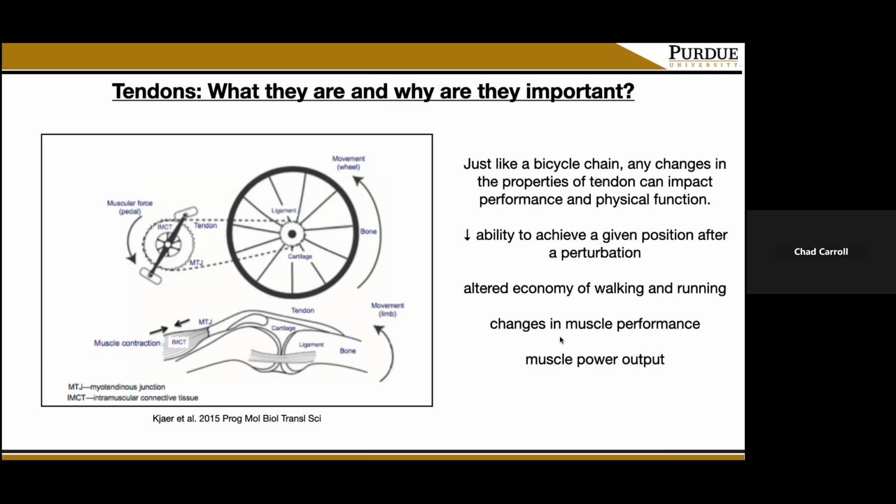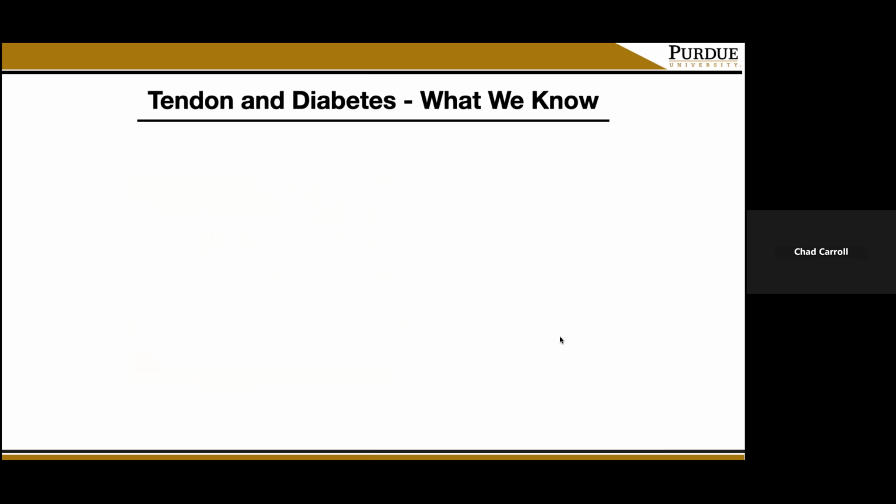If you could have a perfect muscle that's perfectly intact with no issues, but you have a damaged tendon, then that force isn't going to be effectively transmitted, and you're going to see reductions in things like muscle performance and muscle power output, regardless of the muscle itself. So that's why there are multiple reasons the tendon is important. It can rupture, it can have chronic pain and degeneration, or just changes in the properties of the tendon can change function.